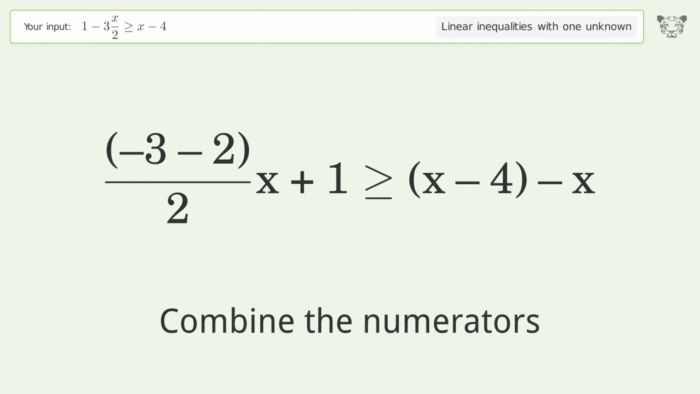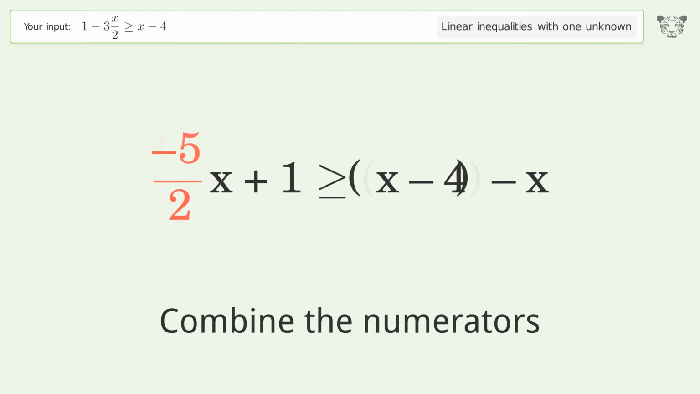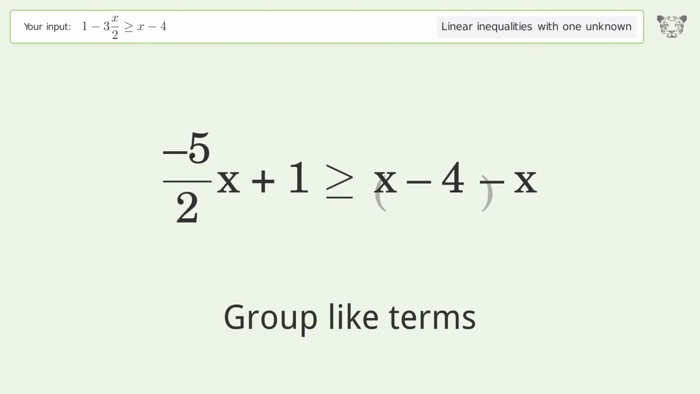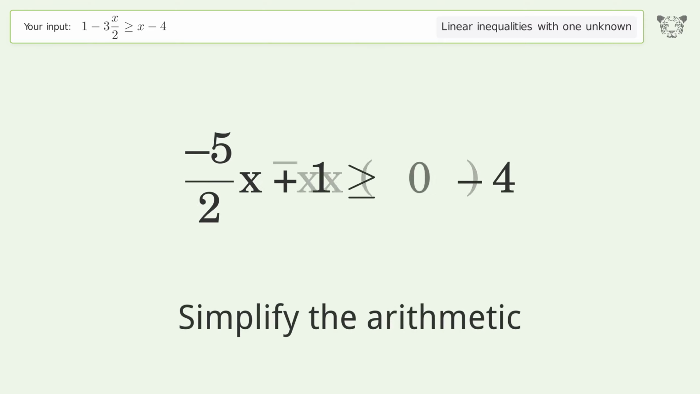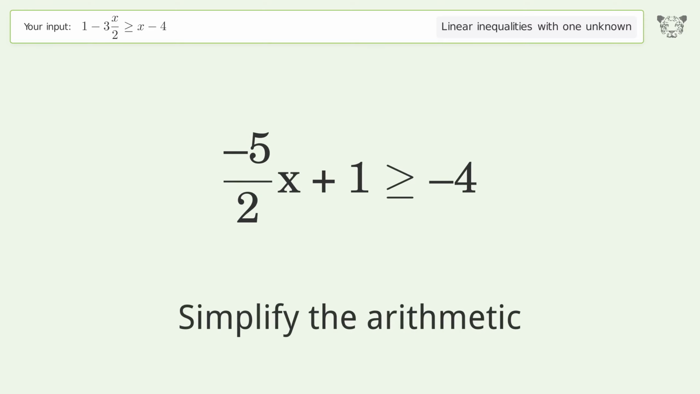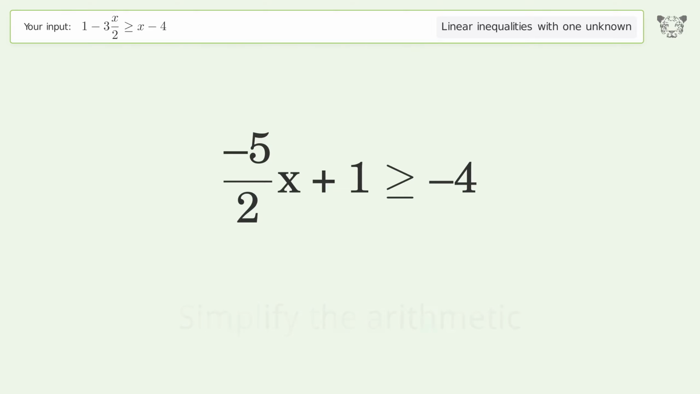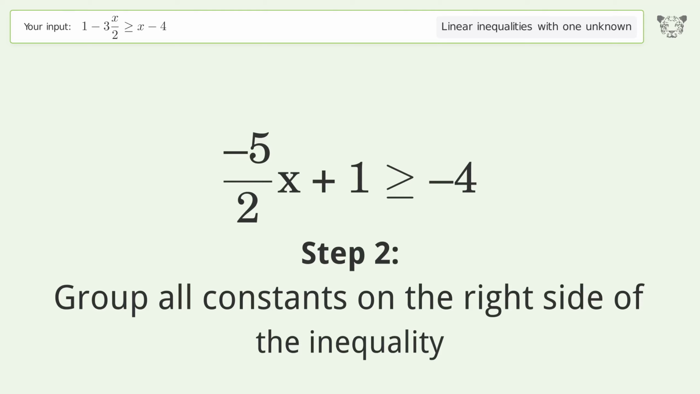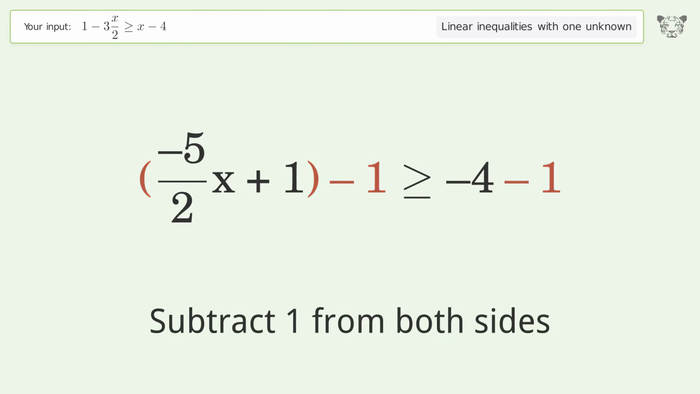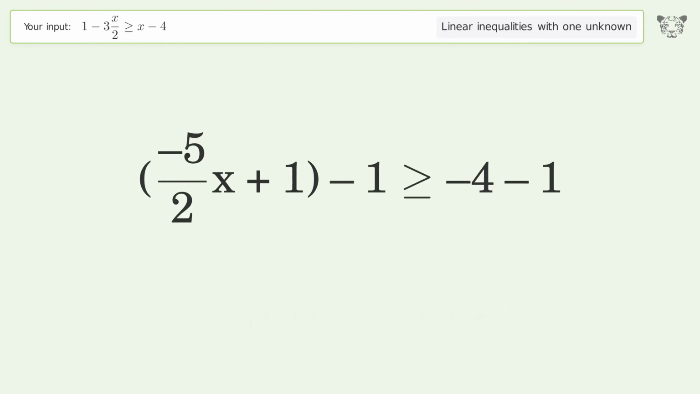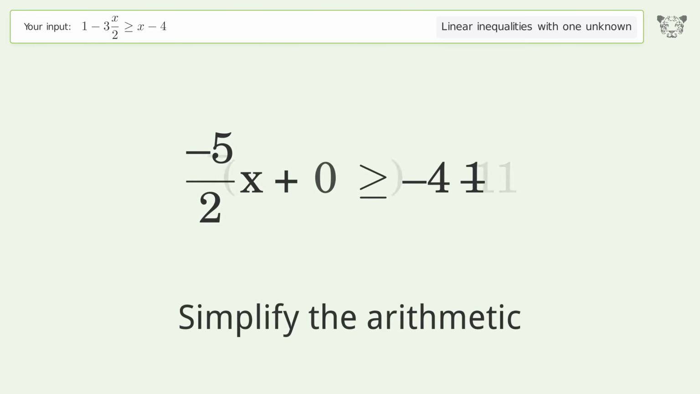Combine the numerators. Group like terms. Simplify the arithmetic. Group all constants on the right side of the inequality. Subtract 1 from both sides. Simplify the arithmetic.